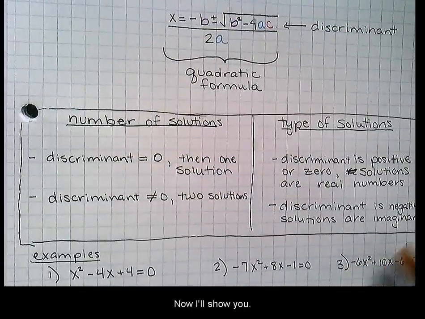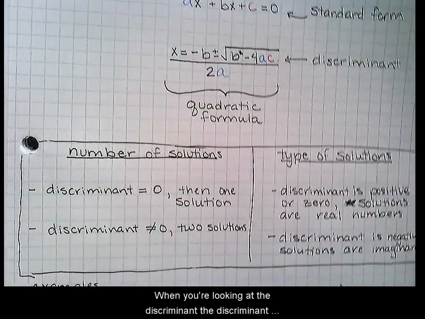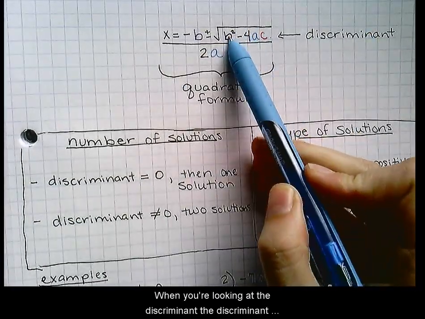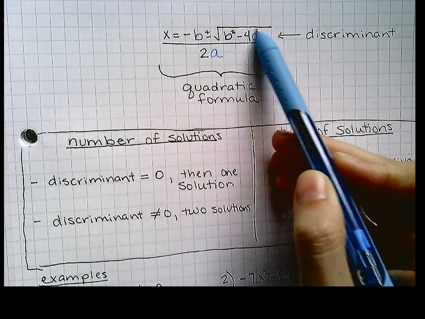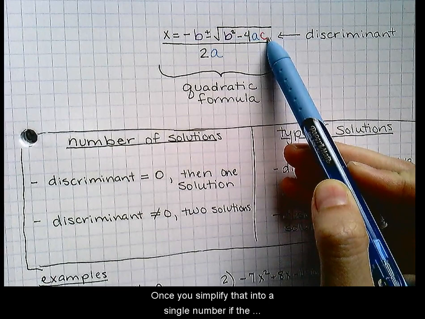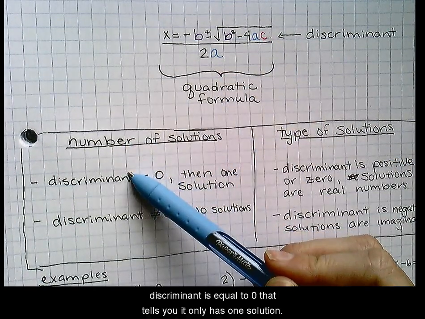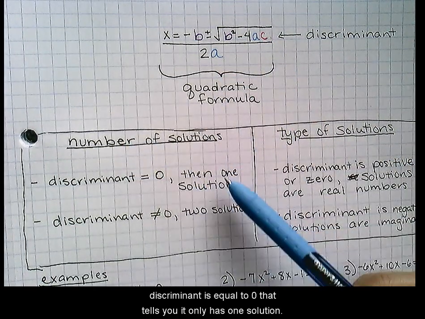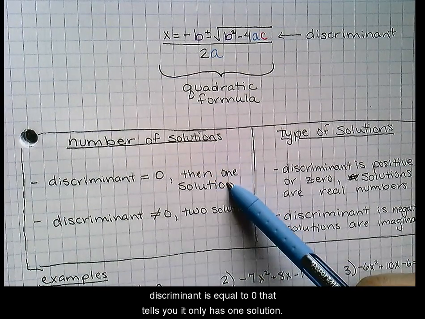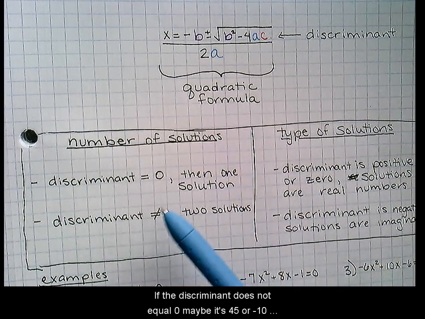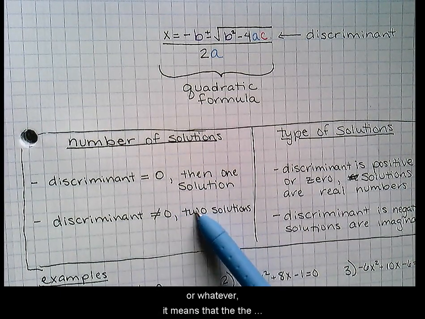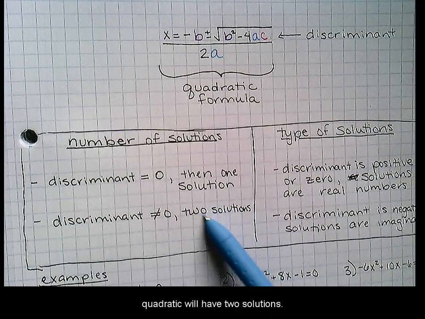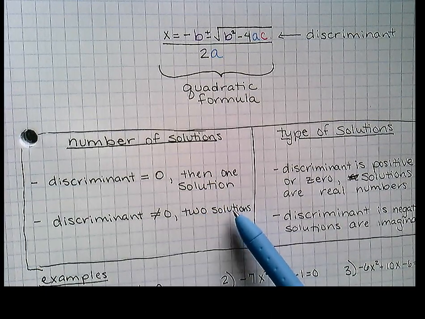Now I'll show you, when you're looking at the discriminant, b squared minus 4ac. Once you simplify that into a single number, if the discriminant is equal to 0, that tells you it only has one solution. If the discriminant does not equal 0, maybe it's 45 or negative 10, whatever, it means that the quadratic will have two solutions.